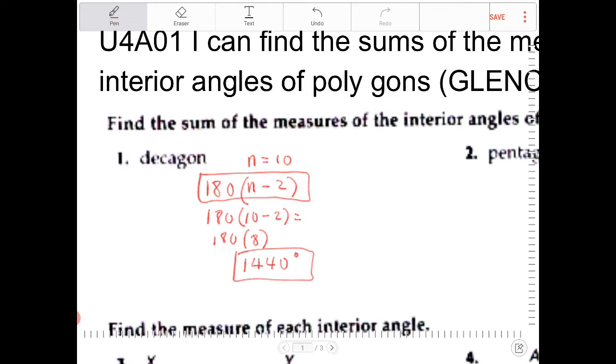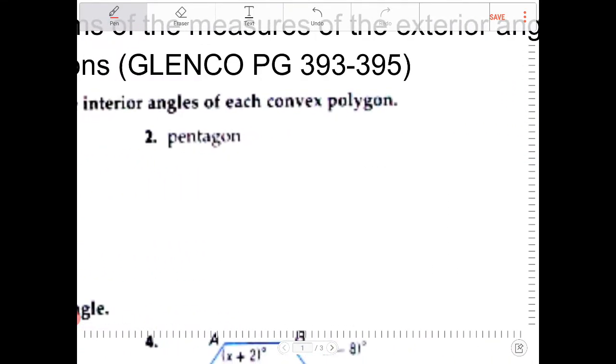Okay, all right, let's take a look at the next one. A pentagon. Again, 180 times 5 minus 2 is equal to 180 times 3, which is 540.